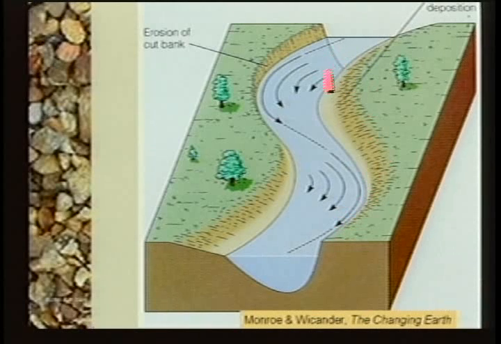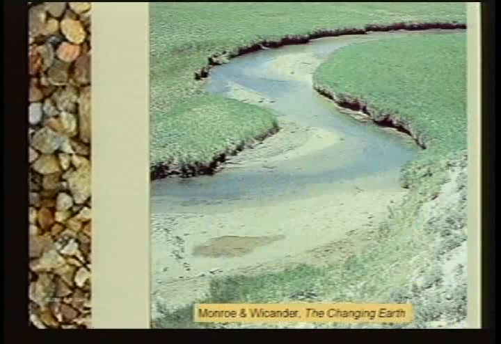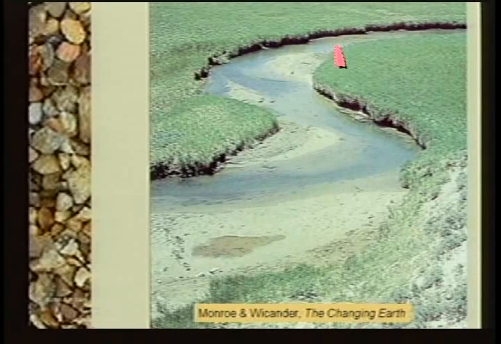Water travels slower on the inside part of the curve, and therefore we get deposition or a point bar. Here is a point bar, and here is another point bar on the inside of that curve. This is a great photograph because it actually shows us the deposition of the point bar. You can see that the river travels fastest along the outside part of the curve, and this is where our erosion is taking place. Our deposition is on the inside of the curve, or the point bar.